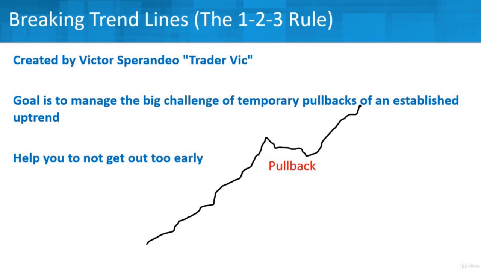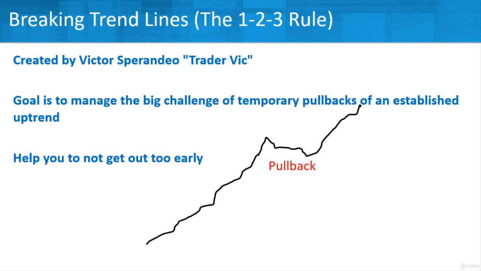It was created by Trader Vic, a famous trader and author as well. The whole goal is to manage the big challenge of temporary pullbacks in an established uptrend. So the 1-2-3 rule is related to definite established uptrends and trying to sell out of a temporary pullback.